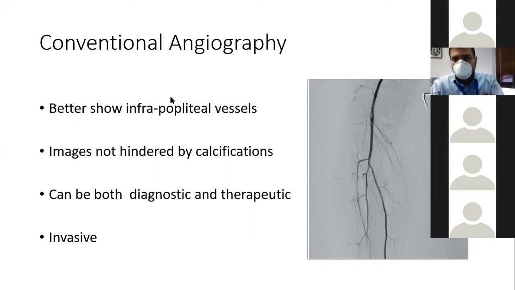I will just explore a little bit with Dr. Khalid and Dr. Zahid how they go about selecting an imaging modality for a patient who comes with critical ischemia. Do they rely on CT scan, MRA, or do they go directly to conventional angiography?